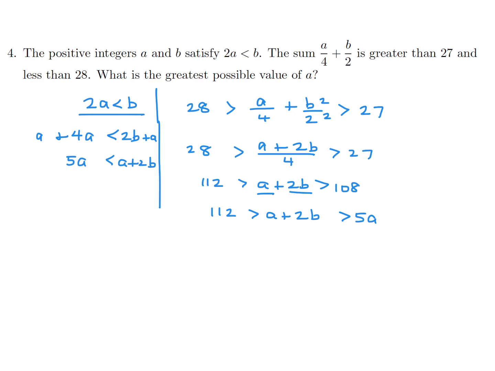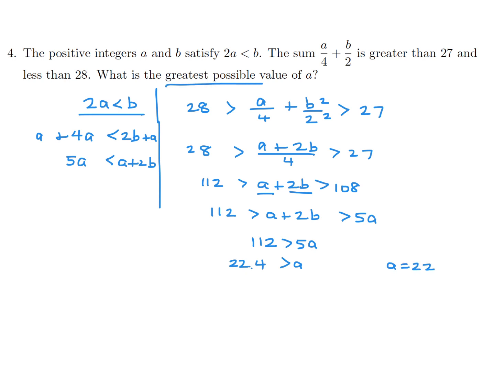And I think that will help me. Yeah, I'm pretty sure that will at least let me get an A, and then I can see if that A is correct or not. So that means that 112 is greater than 5A, and therefore A, if I divide through by 5, I get 22.4. So A is less than 22.4, so let's start with 22, and then let's go from there.